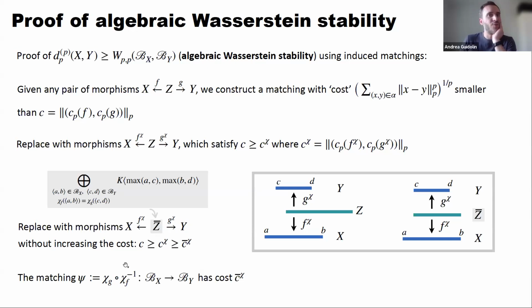And yes, exactly. Once we've done these manipulations, we can just define a matching from the barcode of X to the barcode of Y by composing these two matchings. All matchings are invertible. So we obtain a matching that has the same cost of this pair of morphisms, which had a smaller cost than the original pair of morphisms. So yes, this is how one can prove the algebraic Wasserstein stability.